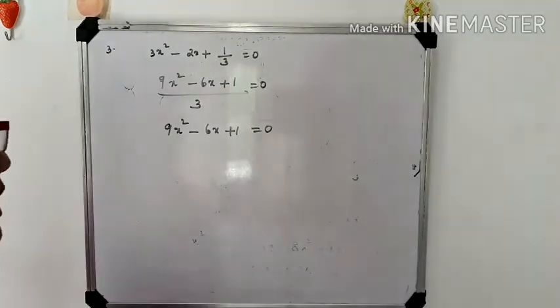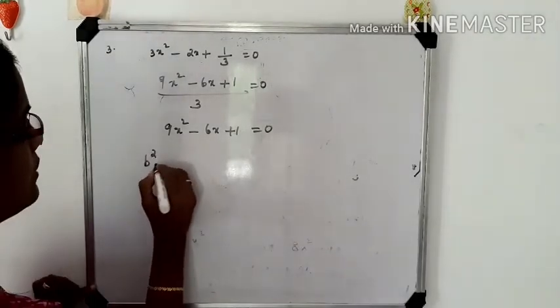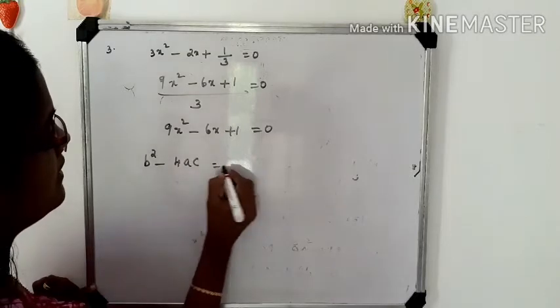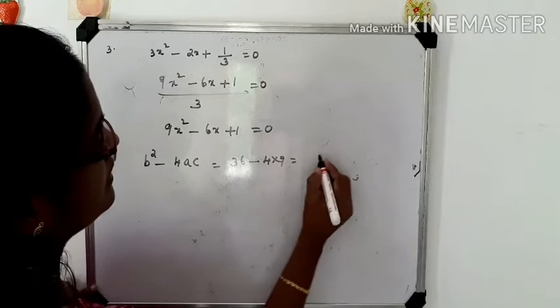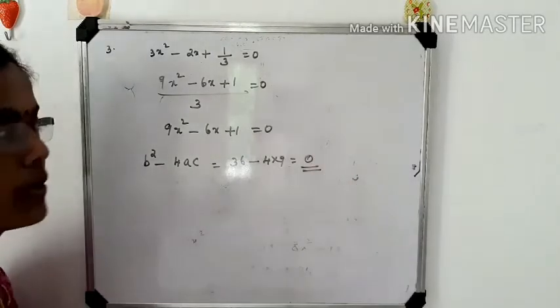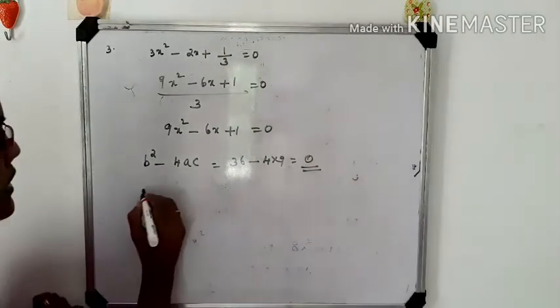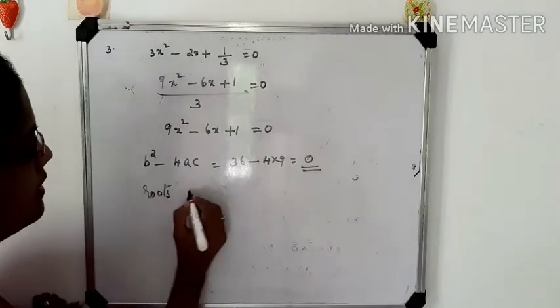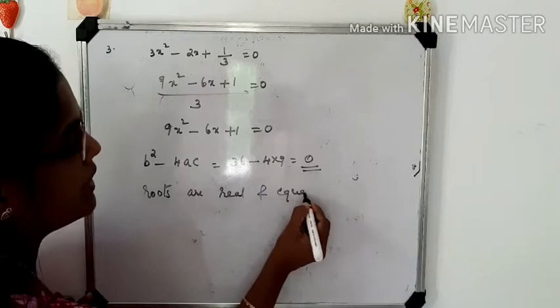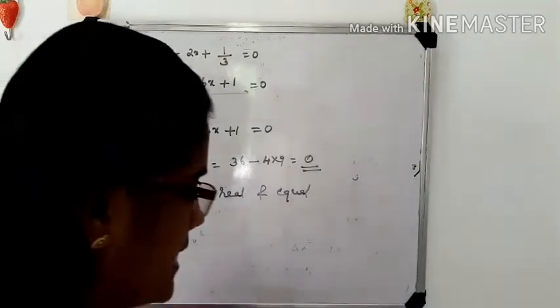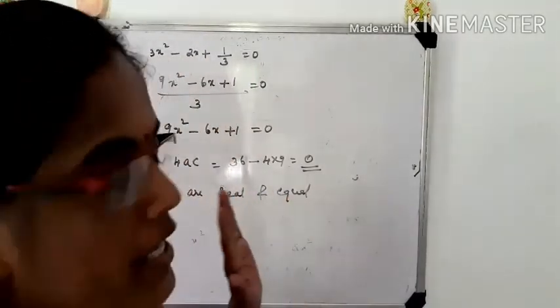Now nature of roots means you have to find b² − 4ac, that is 36 − 9 into 4, that is again 36, so 0. b² − 4ac is 0, so roots are real and equal. Many of you stopped here. Roots are real and equal. But you should not stop there.